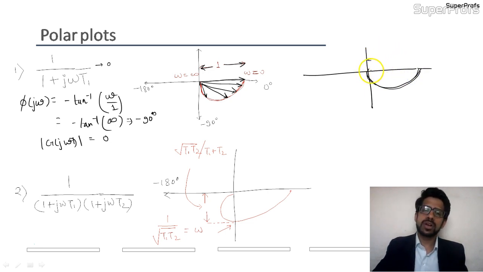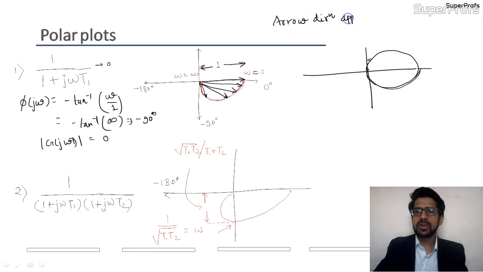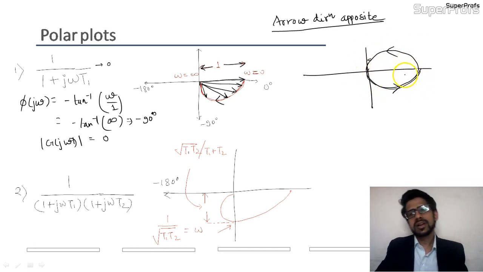Now to draw a Nyquist plot, I have to take a mirror image, which will be like this. But the arrow direction should be opposite while drawing the Nyquist plot. This is the important point to remember, that here the arrow is in this direction, but in this particular Nyquist plot, the arrow will be in this direction. Okay, so this is how the arrow will go in the Nyquist plot.